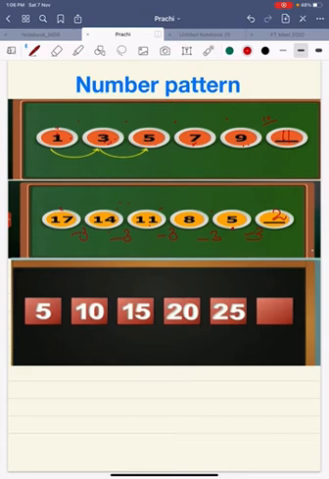Now see here in the next pattern 5, 10, 15, 20, 25. We are skip counting by 5 here. We are skipping 5 numbers and writing the next number. So after 25 we will skip 5 numbers and write here 30.